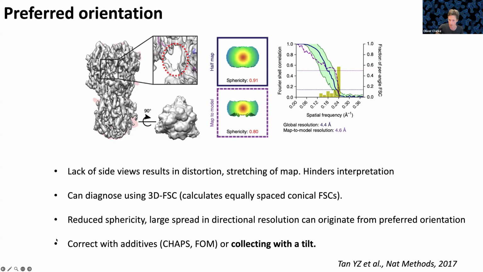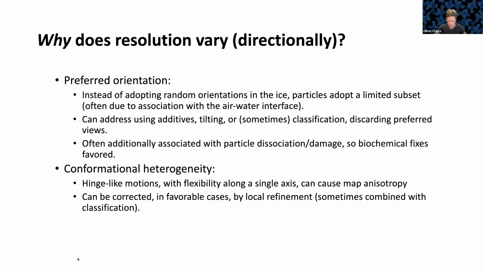What I would say is, generally speaking, the answer, if you can't deal with it computationally, is try to correct it experimentally. And so that means either the addition of additives, so usually high CMC detergents below the CMC, so things like CHAPS, fluorinated octyl maltoside, things of that nature, or collect another data set with a fixed tilt that refills in some areas of Fourier space that are otherwise not occupied.